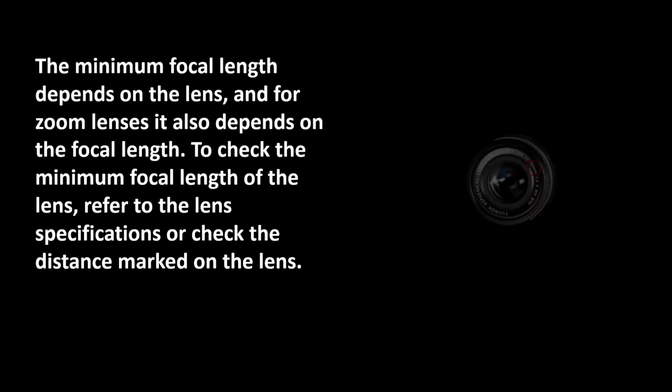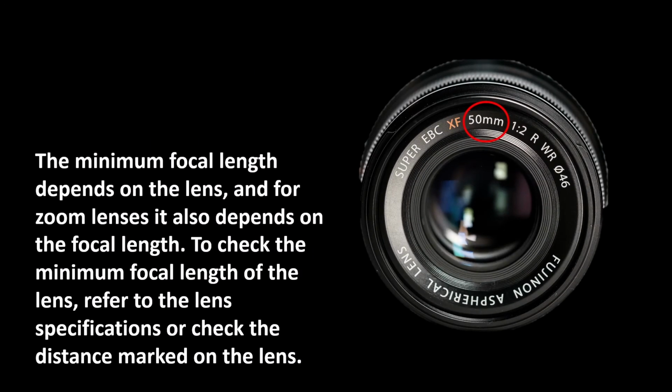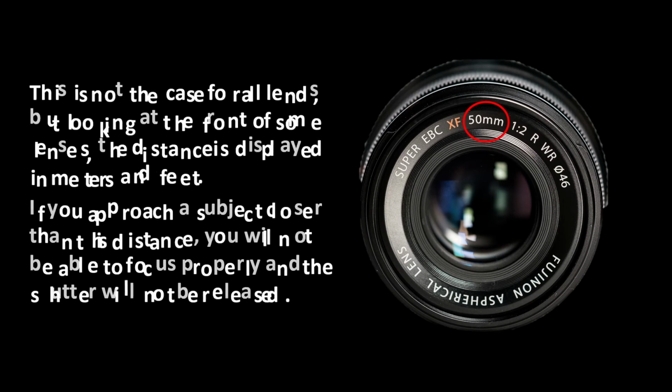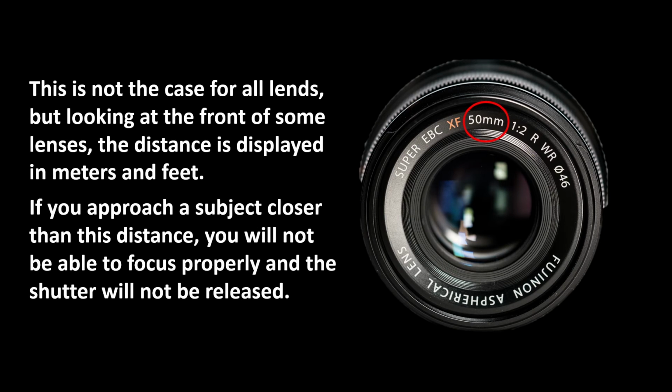The minimum focal length depends on the lens, and for zoom lenses, it also depends on the focal length. To check the minimum focal length of the lens, refer to the lens specifications or check the distance marked on the lens. This is not the case for all lenses, but looking at the front of some lenses, the distance is displayed in meters and feet. If you approach a subject closer than this distance, you will not be able to focus properly and the shutter will not be released.